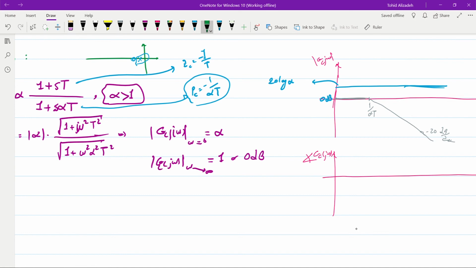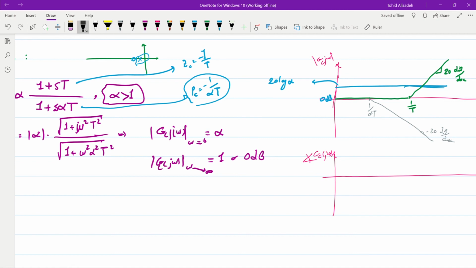Then at the frequency of 1 over t, we will have another corner frequency, and we will have the amplitude for the 0 term with 20 dB per decade as the slope. And then we need to add all these to each other in order to have the amplitude plot for the whole system.